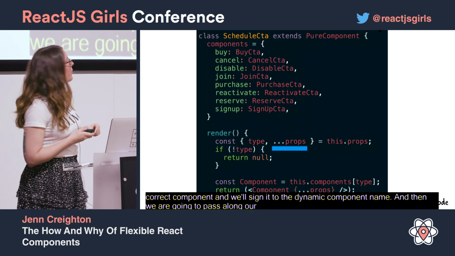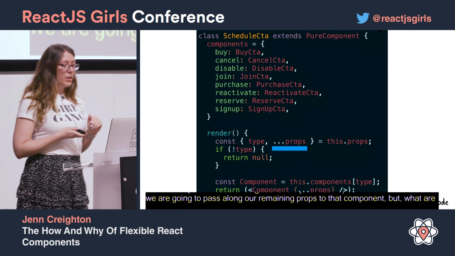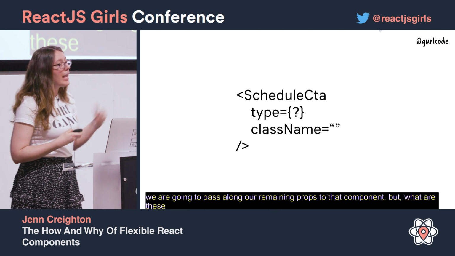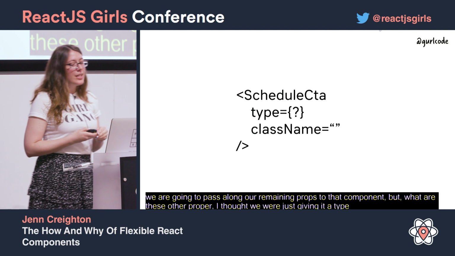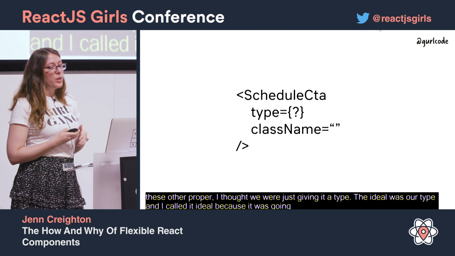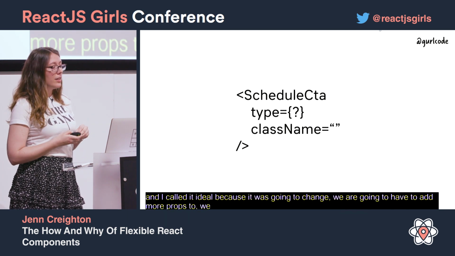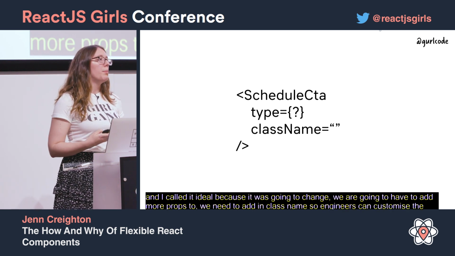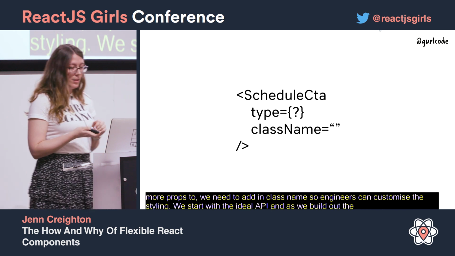Oh, but wait, what are these other props? I thought we were just giving it a type. Well, our ideal API was just the type. And I kept calling it ideal because it's going to change. We're going to need to provide some more props to it. So for example, we should add in a class name so engineers can customize the styling. So we always start with the ideal API, and then as we build out the component, we're going to start to layer in the more realistic API.